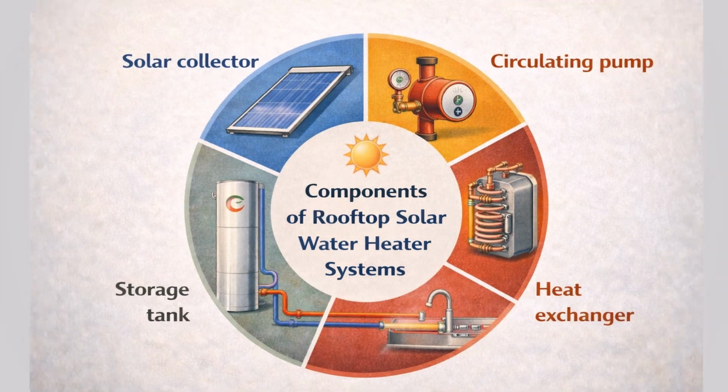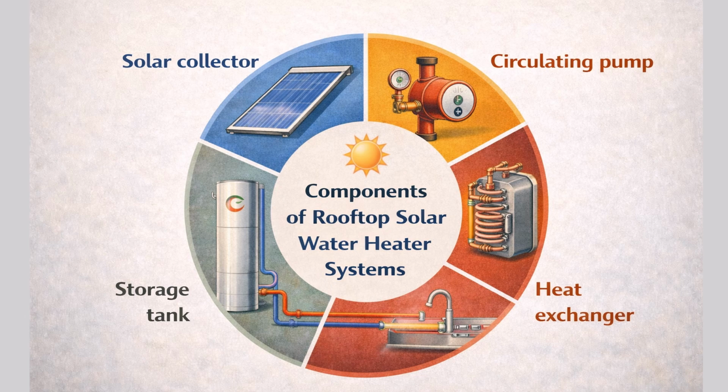There are 4 main components. First, the solar collector on the roof. This is the flat panel that absorbs heat from sunlight. Second, a circulating pump. This moves the heat transfer fluid around the system. Third, a heat exchanger. This transfers the heat from the collector fluid into your domestic water supply without mixing the 2 fluids together. And fourth, the storage tank, a well-insulated cylinder that holds the heated water ready for use. Together, these 4 components form a complete and highly efficient solar heating circuit.